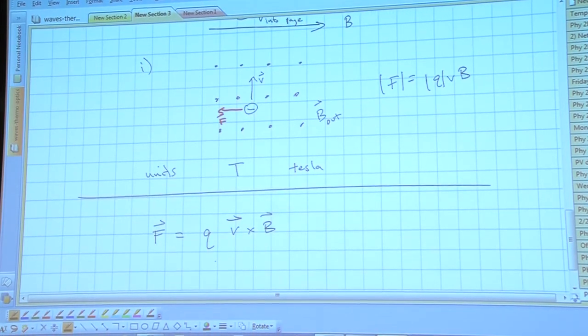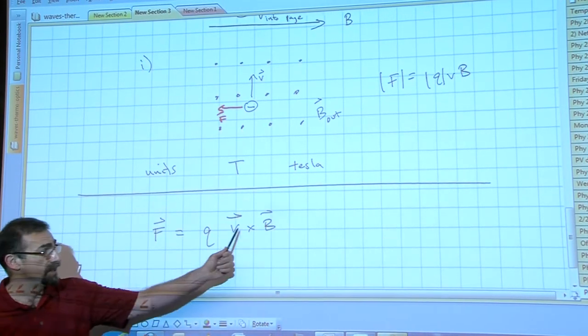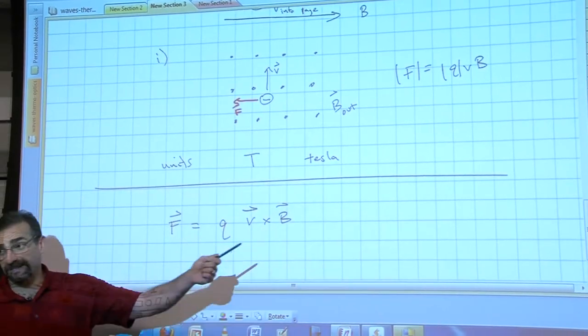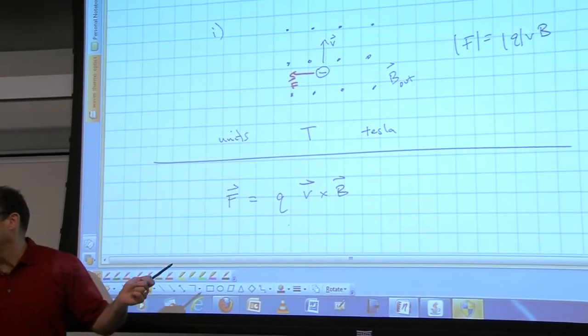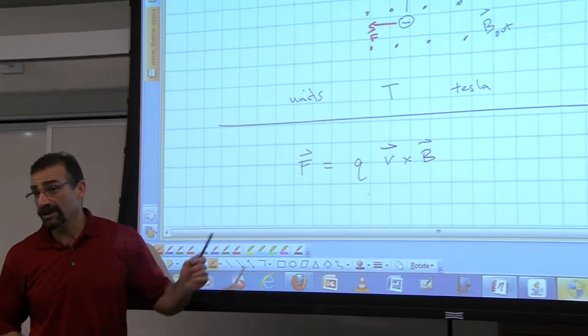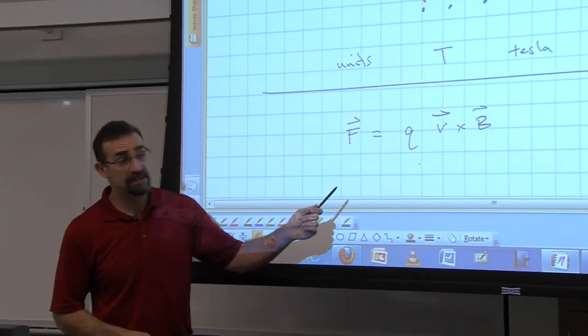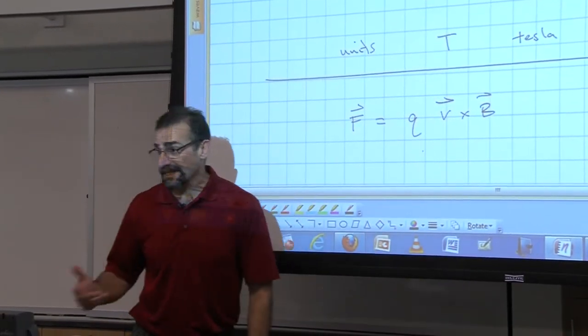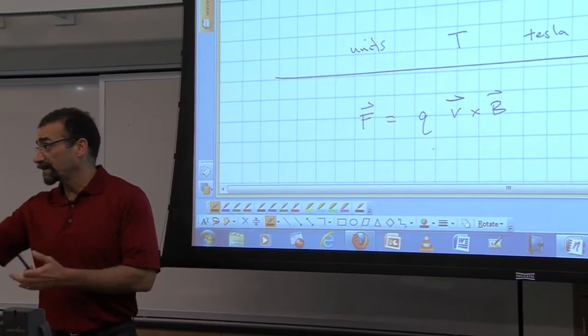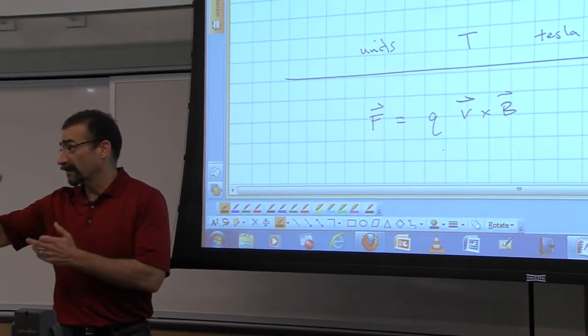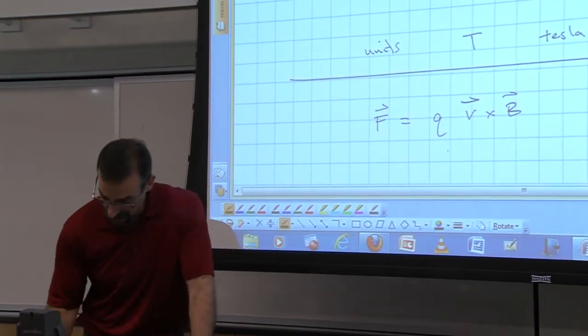So a cross product between two vectors, V and B, yields a vector that's perpendicular to both of them. And the order is very important, right? V cross B is not the same as B cross V. It flips it by 180 degrees, right? They're in different directions. So let me give you a little example here.